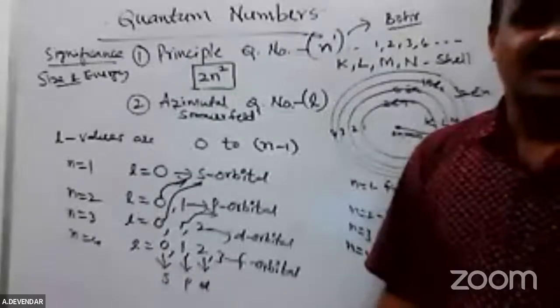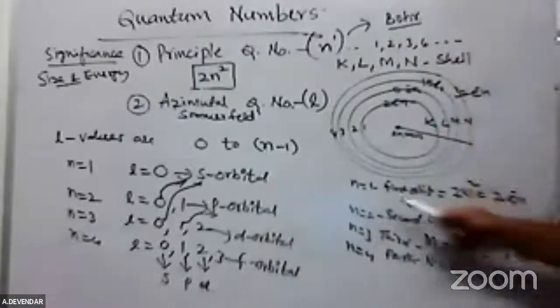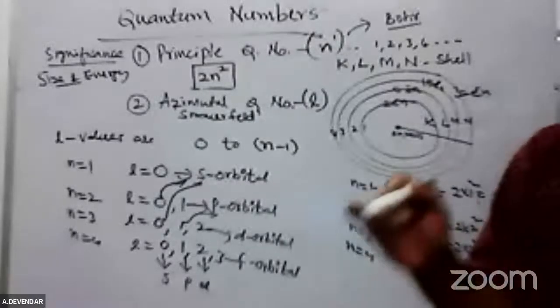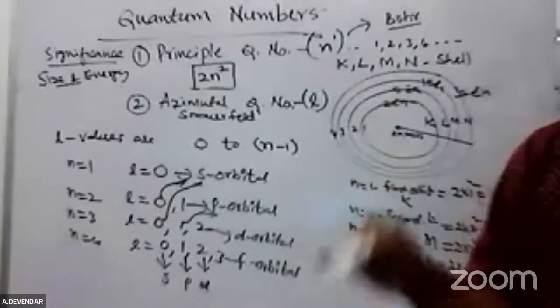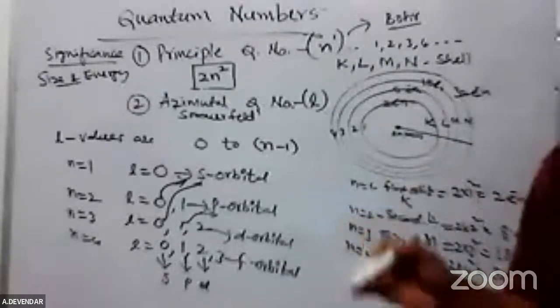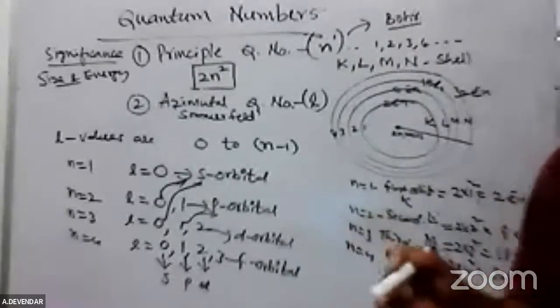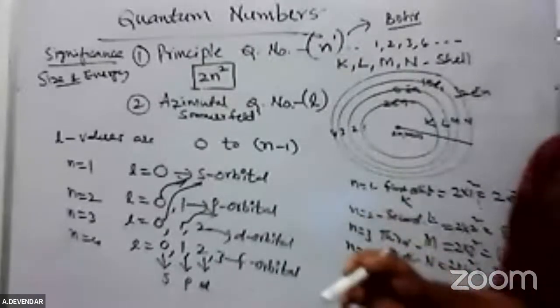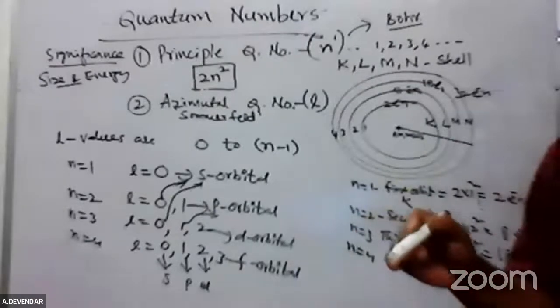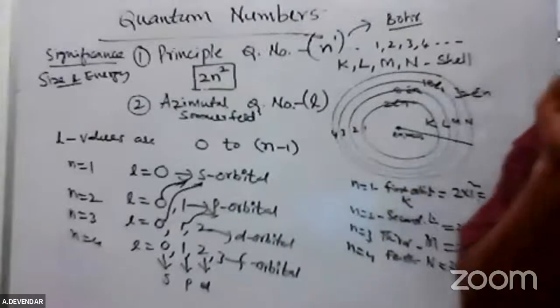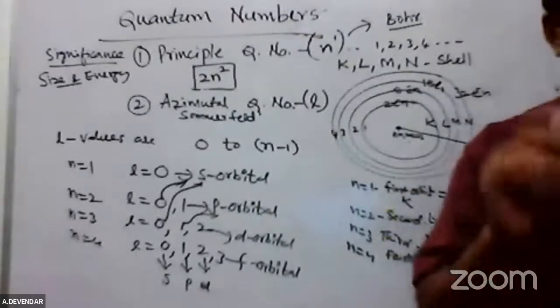This is the process we use in the azimuthal quantum number. The azimuthal quantum number gives how many subshells are present in the main shell. Main shells are the K, L, M, N shells. In those main shells, the first orbit has only 1 subshell, the second orbit 2 subshells, the third orbit 3 subshells, and the fourth orbit 4 subshells. These are named: if L is equal to 0, it is called the S orbit. If L is equal to 1, it is called the P orbit. If L is equal to 2, it is called the D orbit.